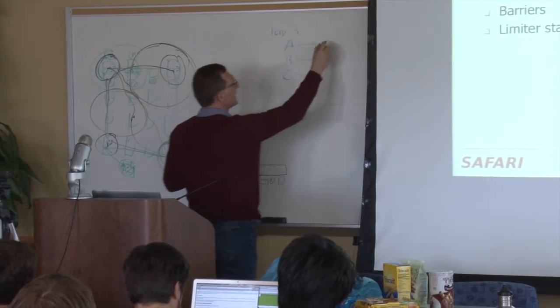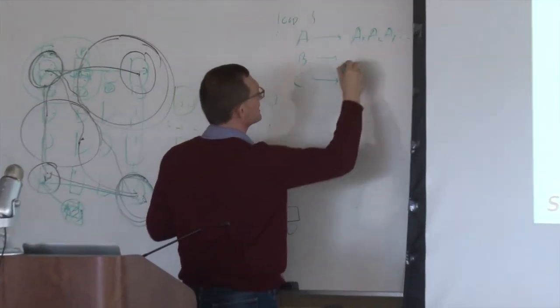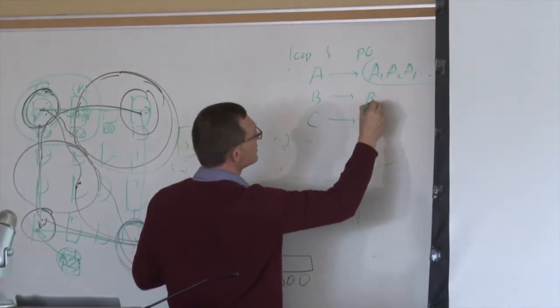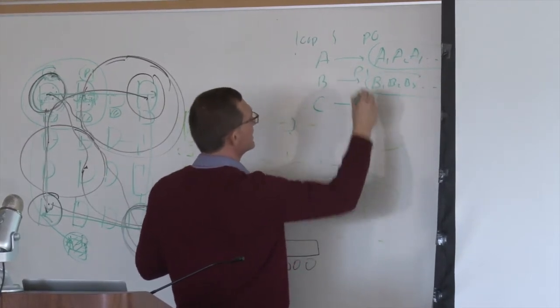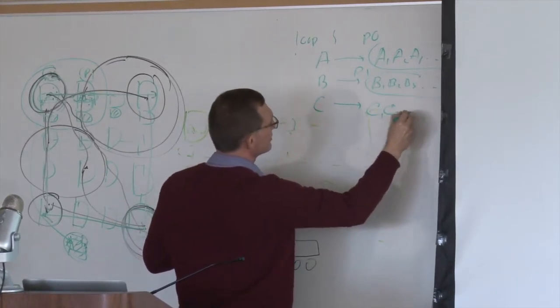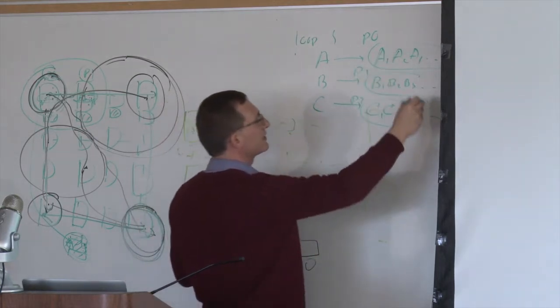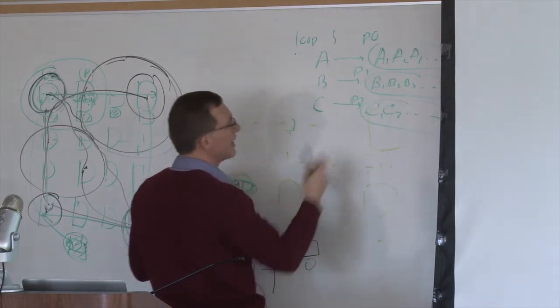And instances of A, like A1, A2, A3, dot, dot, dot, can be executed on one processor, processor 0. Instances of B, B1, B2, B3, dot, dot, dot, can be executed on another processor. And C1, C2, dot, dot, dot, can be executed on another processor. Right? This way, you're really parallelizing the loop iteration in a fine grain across different processors. Right. And why would you want to do that?